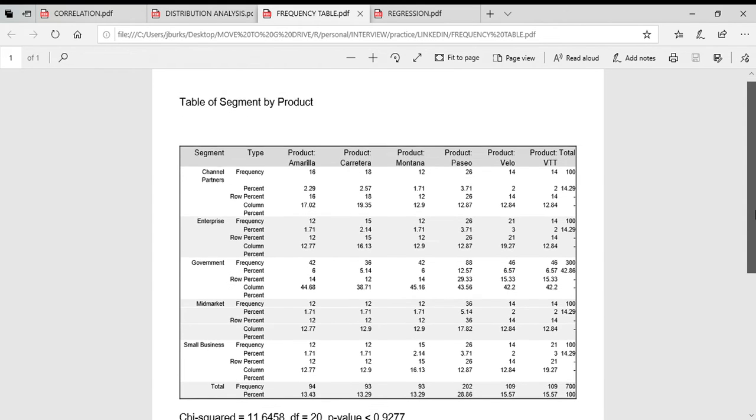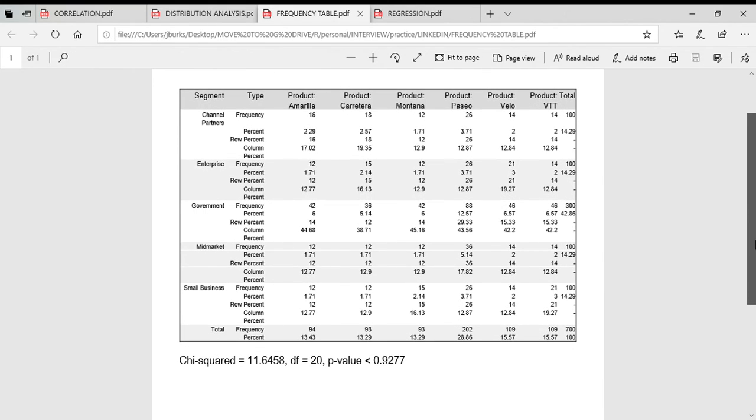And also what this does is it gives you a chi-square test again, and you have a chi-square of 11.648, your degrees of freedom of 20, and your p-value again is 0.9277. So your p-value, your probability.